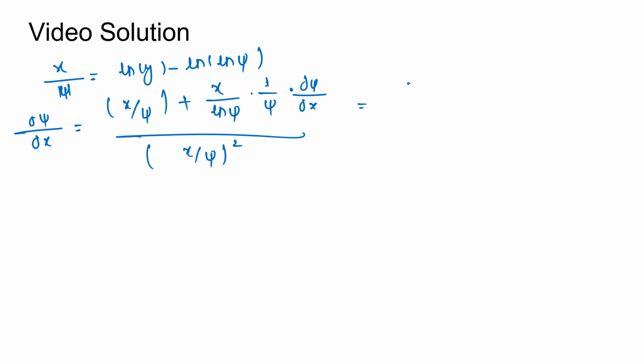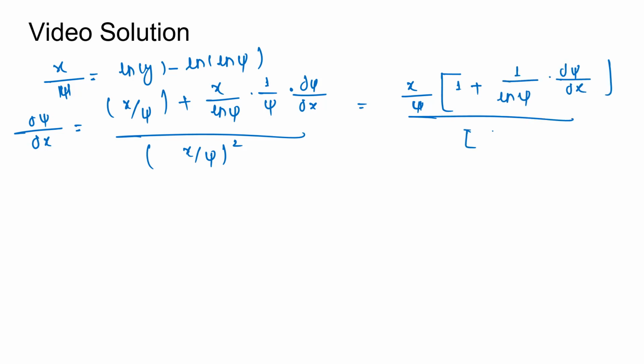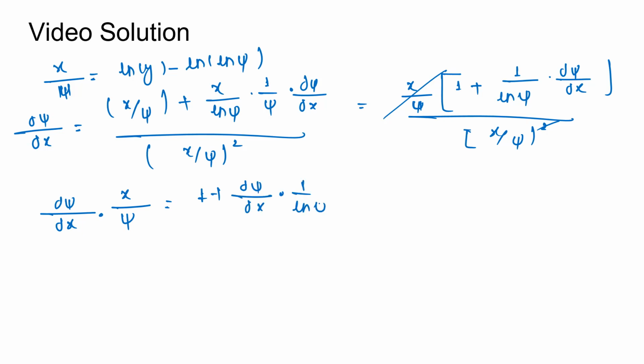Now we will take the x by psi common here, so that will become x by psi into 1 plus 1 upon ln psi into del psi upon del x divided by x by psi whole square. Now x by psi and x by psi will cut, so if we cross multiply it, we will get del psi upon del x into x by psi equals 1 plus del psi upon del x into 1 upon ln psi. Now we'll take the del psi by del x common here, so that will become del psi upon del x into x upon psi minus 1 upon ln psi equals 1.